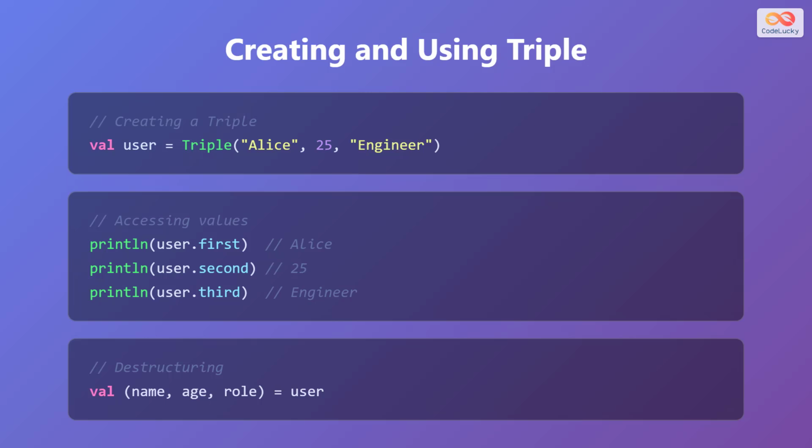Triple works similarly to Pair but holds 3 values. You create it using the Triple constructor with 3 arguments. To access the values, use the first, second, and third properties. Just like Pair, Triple also supports destructuring, allowing you to extract all 3 values into separate variables at once.